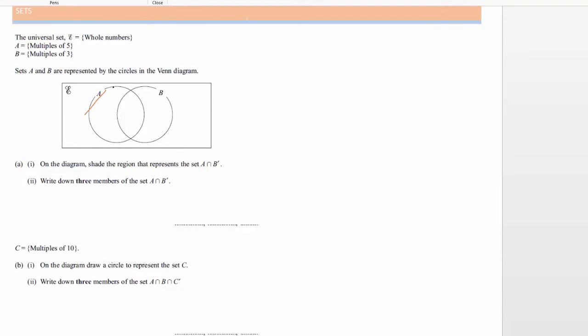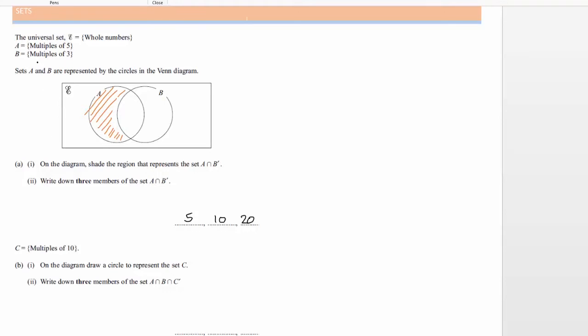So that is this region here. Bit sloppy with my shading. It's this region here, 3 members of the set A intersect B dashed. So let's look back at the context. It's a multiple of 5, but it's not a multiple of 3. So that would be things like 5, 10, not 15, could be 20, 25 but not 30, 35, 40 but not 45, etc. Set C is multiples of 10.